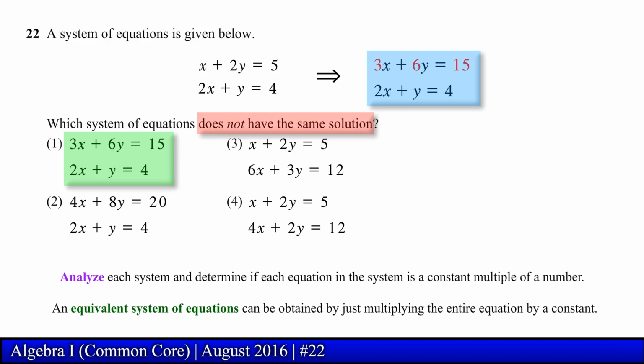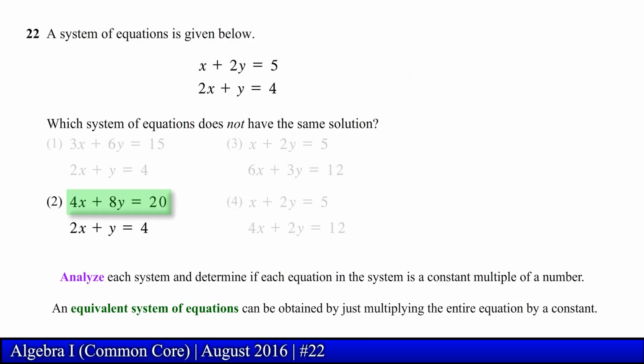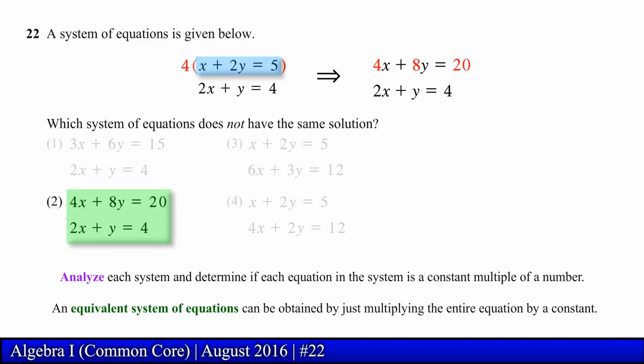We are trying to find the system that does not have the same solution as the original system. Let's now analyze the system of the second option. Here, it seems that the first equation has been multiplied by a number. In this case, it has been multiplied by 4. So, if we divide the first equation by 4, we would obtain the exact same equation from the original system. This means that this system also has the same solution.